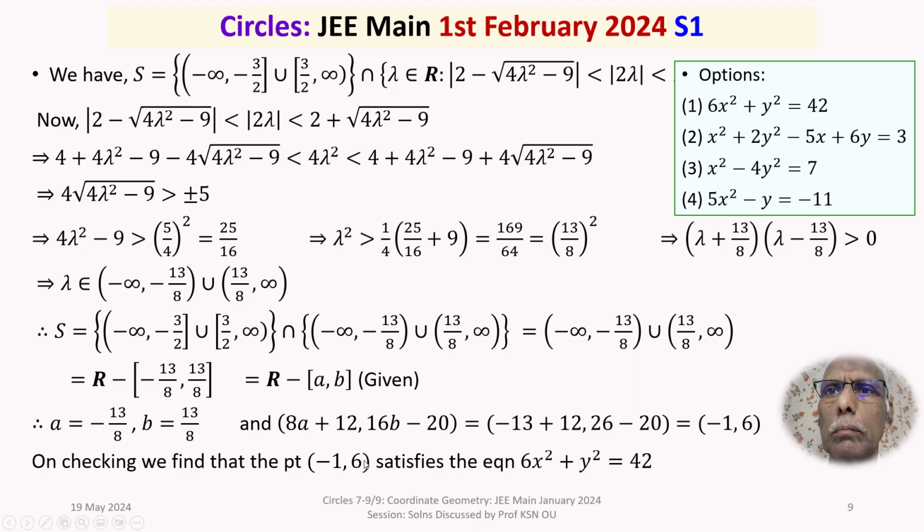And you will see that minus 1 comma 6 does not satisfy any of the remaining equations. Therefore, on checking we find this point satisfies the very first equation. Therefore, the answer to this question is option 1. That is the detailed discussion of the solution of this problem. It is definitely not an easy problem, but it is not a difficult question. It is relatively long, it takes time.